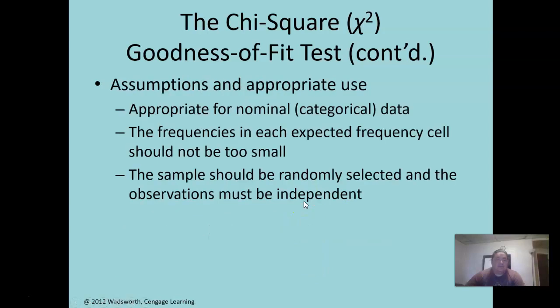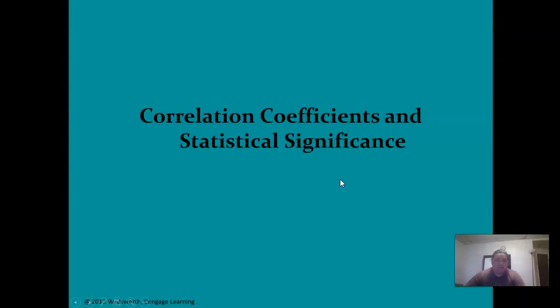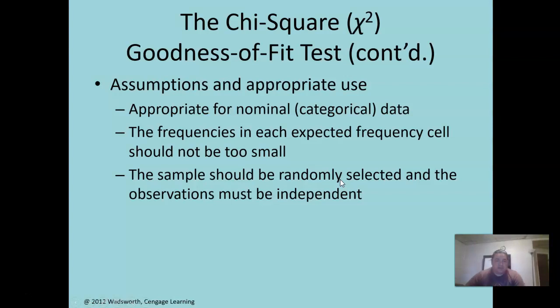And so, assumptions and appropriate use: appropriate for nominal, so categorical, data. The frequencies in each expected frequency cell should not be too small. So again, you need to have some population, and each cell has to have a fairly decent amount of people or participants or whatever it is that you're measuring. The sample should be randomly selected and observations must be independent. And again, those are the assumptions.